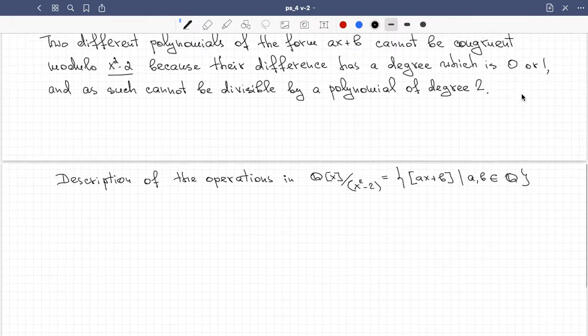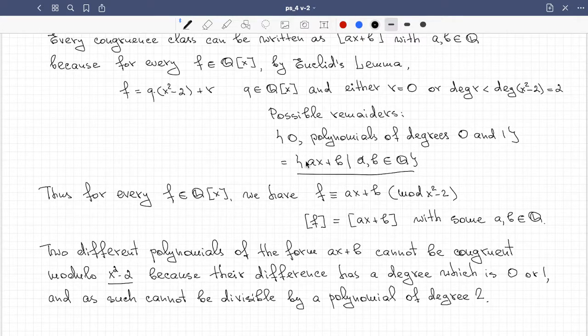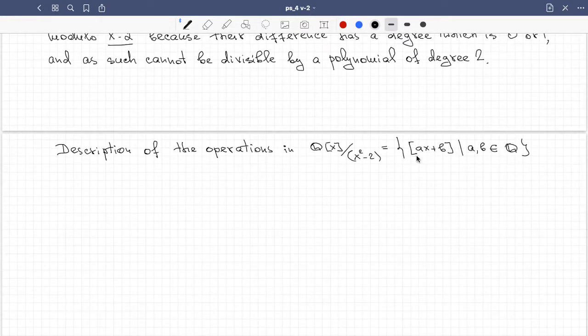So, yes, possible remainders are those, and as a set, this is the set of classes of these remainders. I wrote classes here, I did not there because that was all possible remainders. So now this set is the set of classes. Every remainder is a representative of its class, all polynomials congruent to this remainder modulo x squared minus 2.